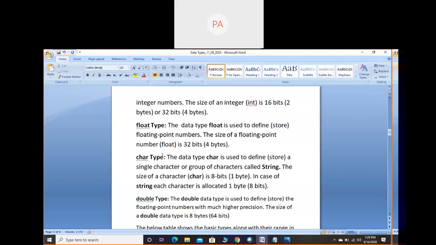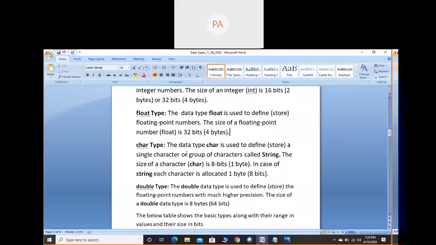Next, the character data type. Character means capital letters, small letters, digits, and symbols. Several categories are possible, but you have to consider only one. Either a capital letter, or a small letter, or a digit, or a symbol: only one you have to consider.